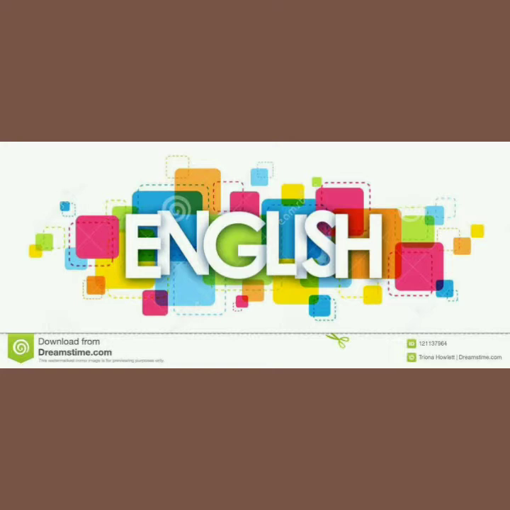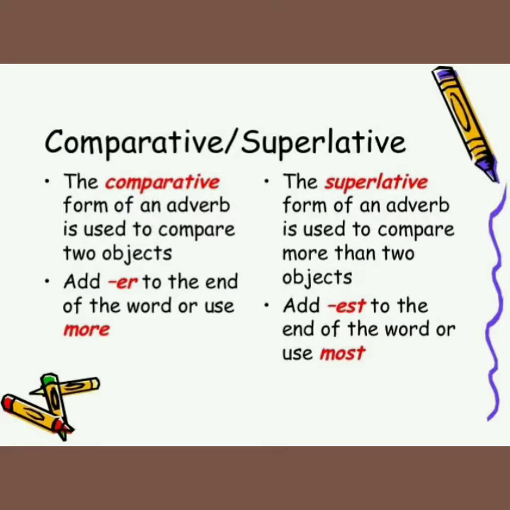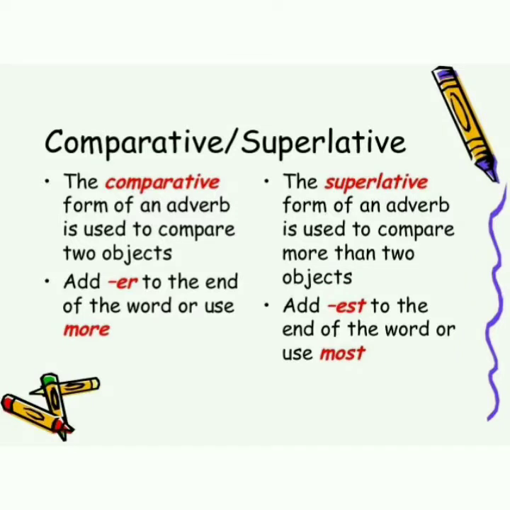In our previous class, I explained adverbs to you. Adverbs are used to explain or describe the verbs. Then we discussed the two forms of the adverbs, comparative and superlative. In comparative, we compare one object with another, whereas in superlative, we compare one object with more than one. In comparative, we use er or more with the words, and in superlative, we use est or most with the words. So, today we are going to learn another form.